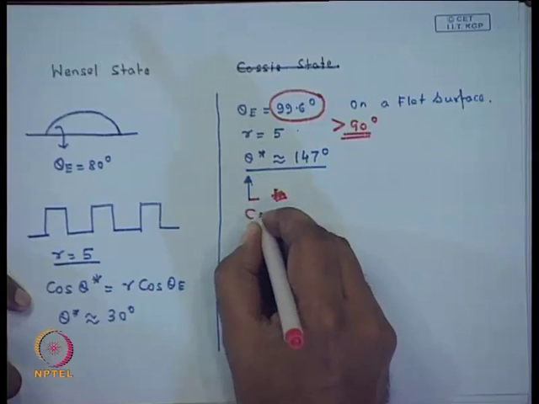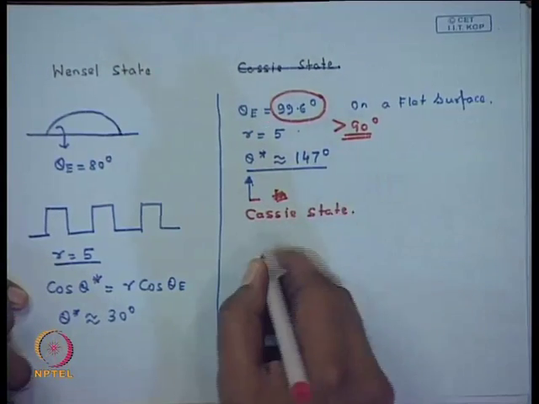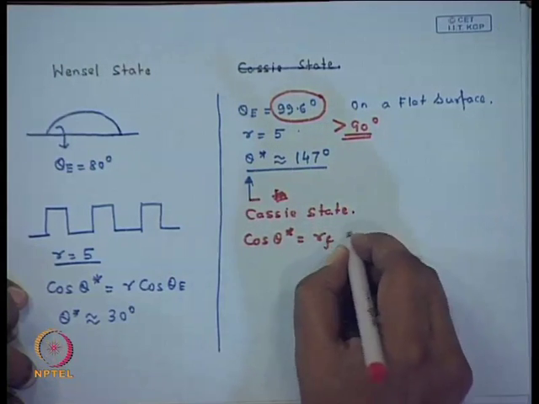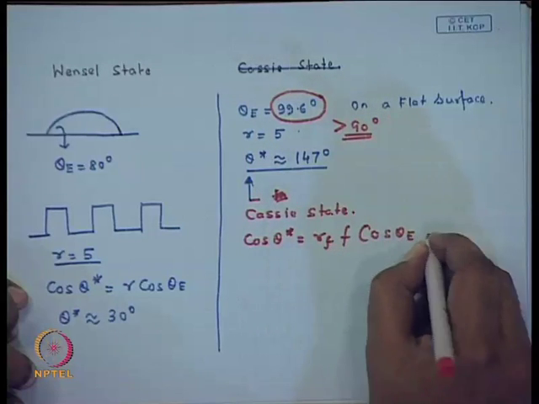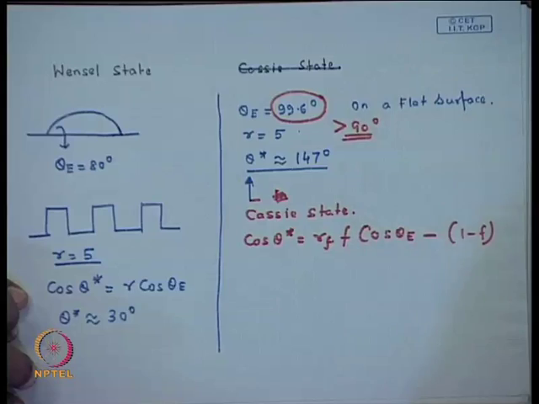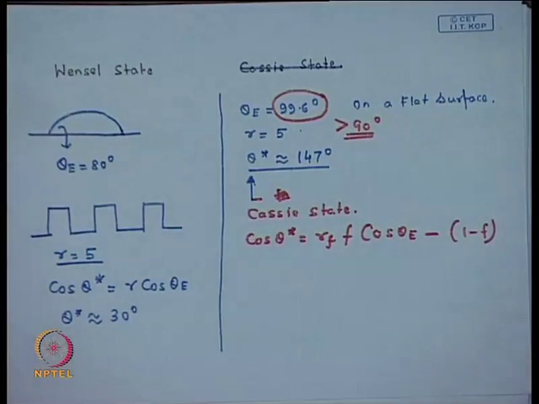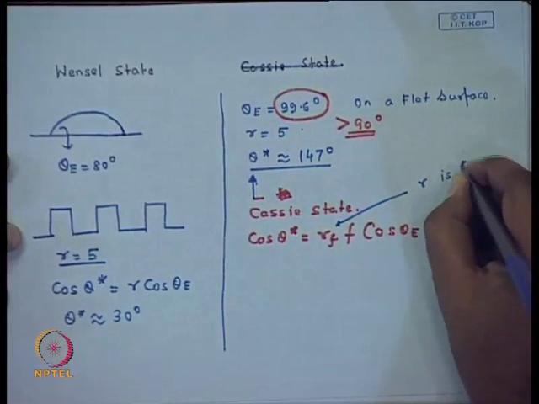In contrast, in the Cassie state, we have cos theta star is Rf, and we have already talked about the definitions of Rf and f. Rf is nothing but what has been termed r in the Wenzel state.